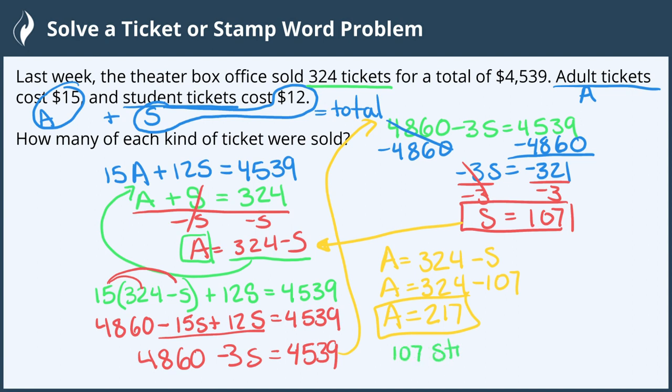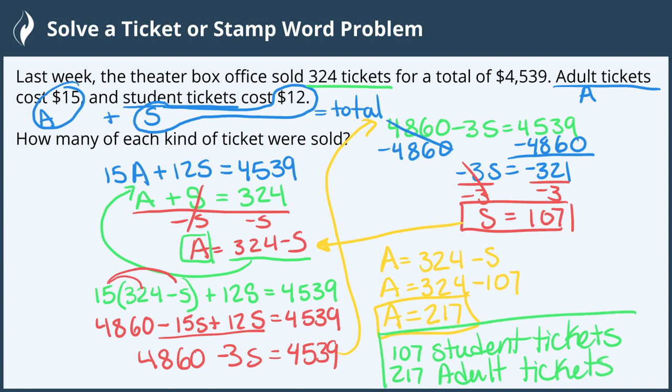So we have 107 student tickets were sold and 217 adult tickets were sold. And now we're all done.